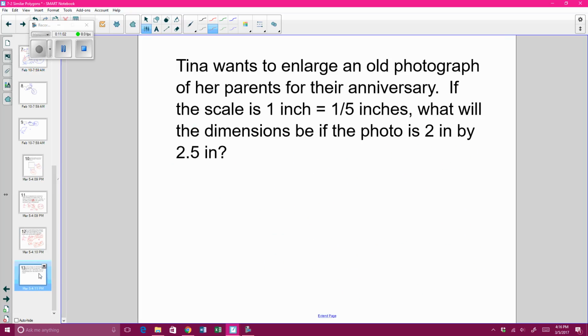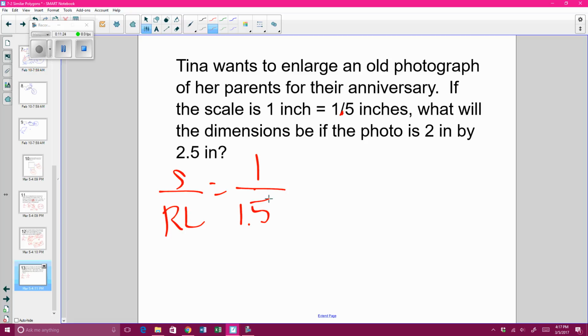And then lastly, Tina wants to enlarge an old photograph of her parents for their anniversary. The scale is 1 inch equals, I think it's 1.5 inches. Sorry. What will the dimensions be if the photo is 2 inches by 2.5 inches? So again, scale to real life. The scale is that for every 1 inch, it's 1.5.